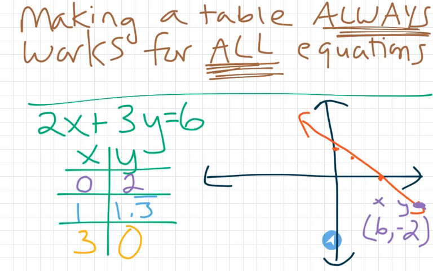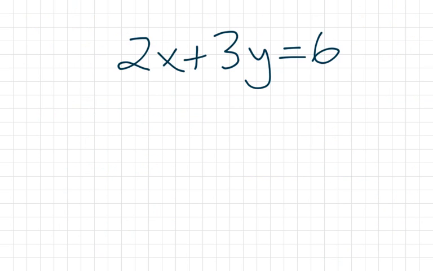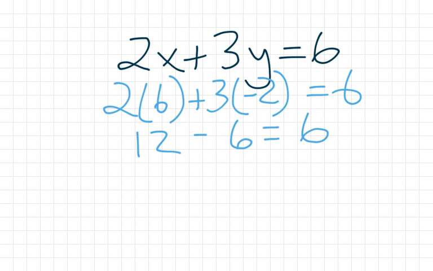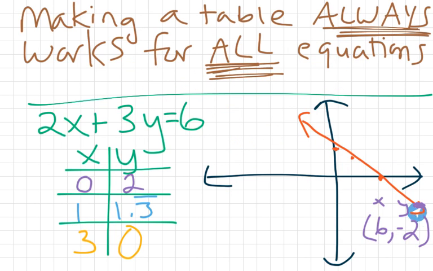So I'm going to take 6 and plug it in for x. I'm going to take -2 and plug it in for y, and it should make that equation true. So 6, and then I'll plug in y is -2. 2 times 6 is 12. 3 times -2 is -6, and 12 minus 6 is 6, which is a true statement. And so because the line goes through that point, I know that that point makes the equation true.